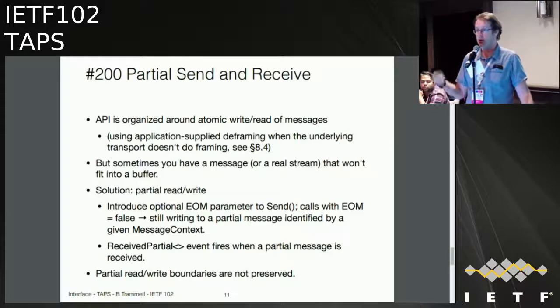On the other side, when you receive a partial message, so a message that the system does not know is the end of a message, either because it has protocol layer framing because it was UDP or SCTP, or because the deframer actually detected end of message, but it's still larger than the buffer, you will end up with a received partial. Of course, partial read-write boundaries are not preserved, right? Only the message boundaries are preserved across the send, assuming that you have either framing in the transport protocol or a correct deframer.